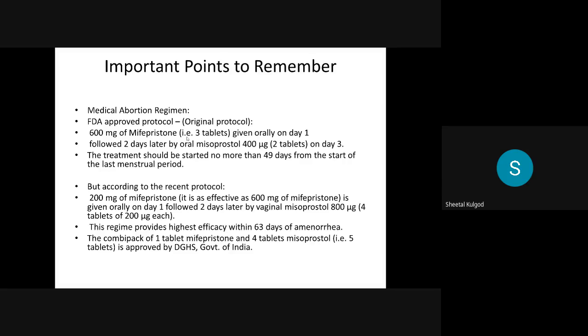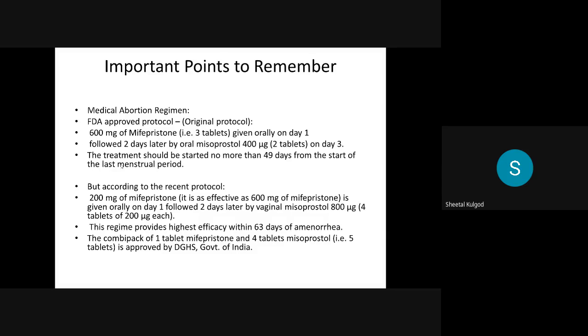So earlier, they used to use 600 milligrams of mifepristone together, which was given orally on day 1. And then followed by 2 days later, that is 48 hours later, we give oral misoprostol 400 micrograms tablets on day 3.